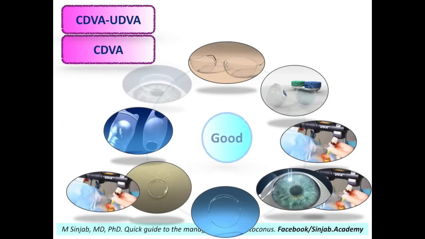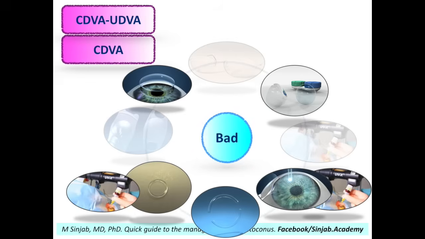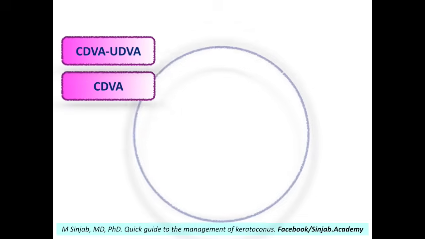Regarding corrected visual acuity and the difference between corrected and uncorrected visual acuity, when we have good visual acuity in general, there is no need to do corneal grafting. And when the visual acuity is bad, we have to exclude glasses, corneal cross-linking, and phakic IOLs.